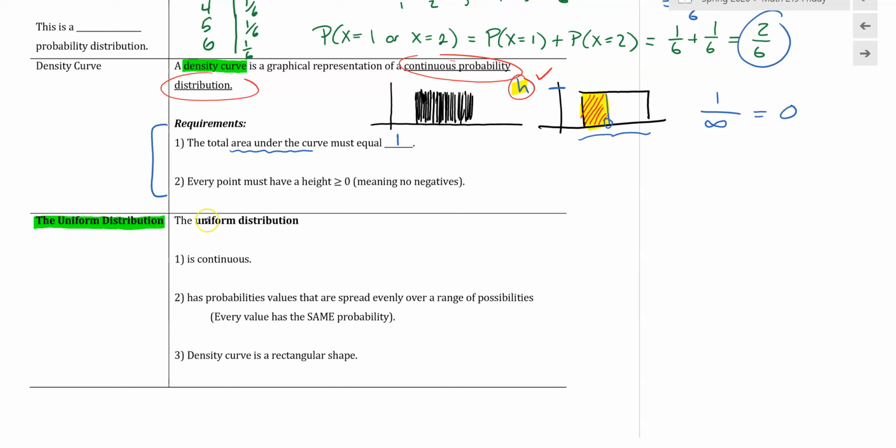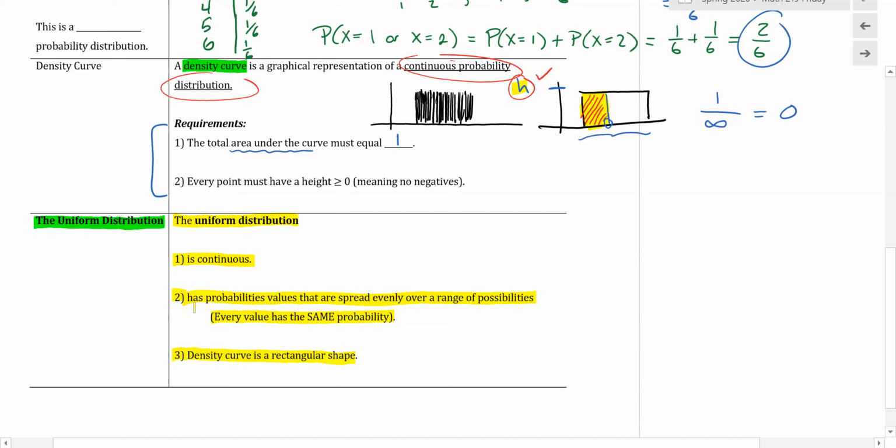So here's the criteria to fit the uniform distribution. 1, the random variable must be continuous. 2, every probability has to be the same. The probability of every single event has to be the same. And lastly, the density curve is going to end up being rectangular in shape. And really that's because of step number 2.